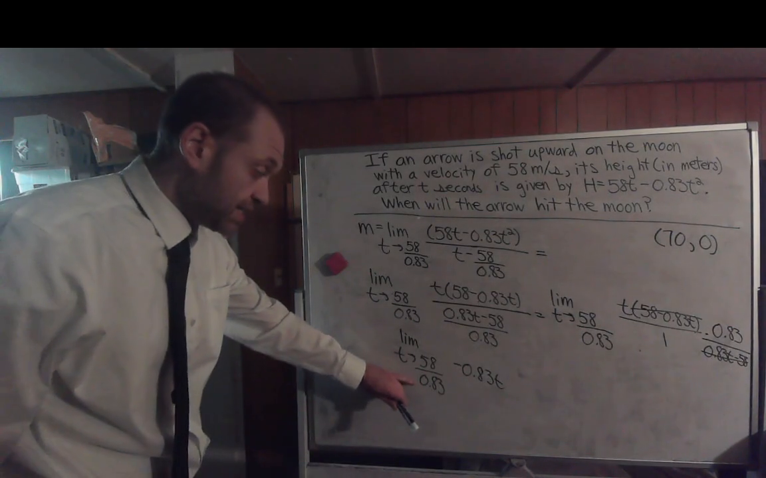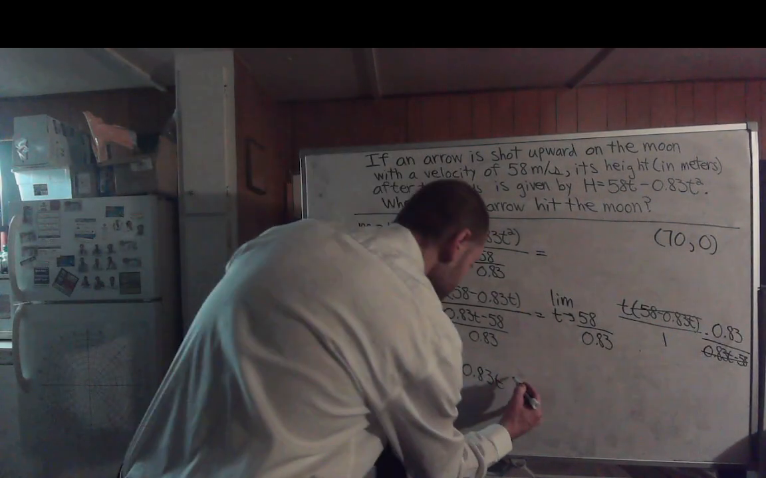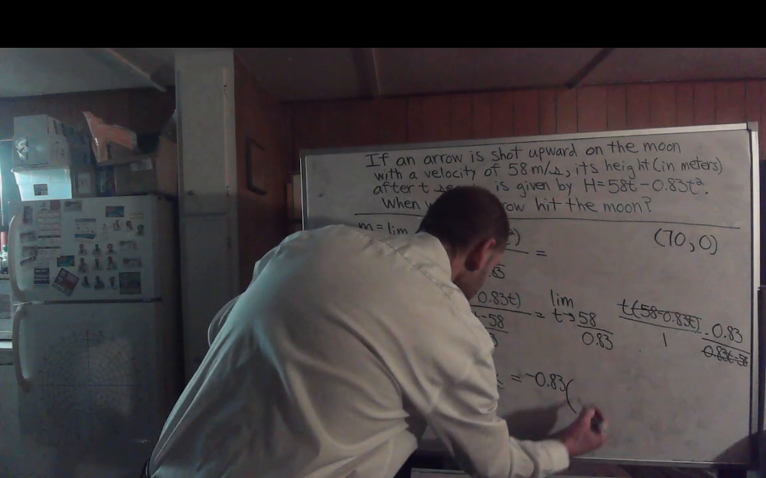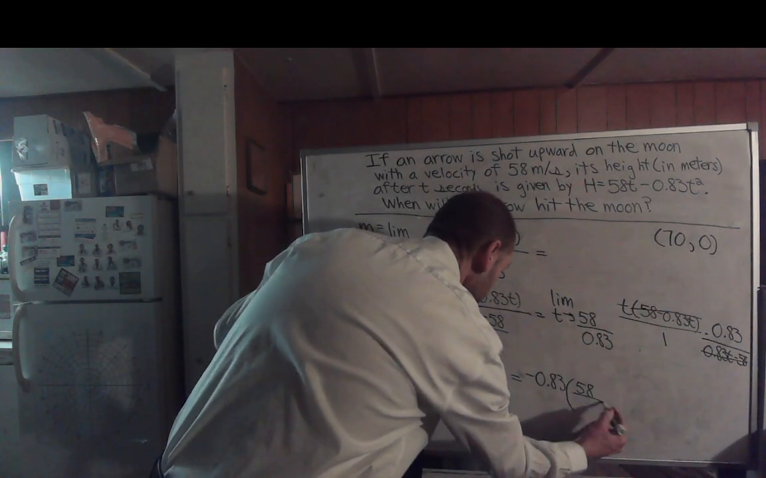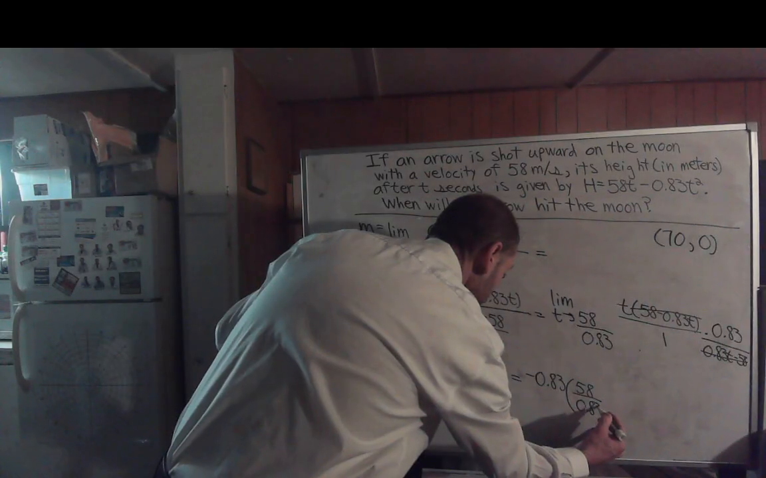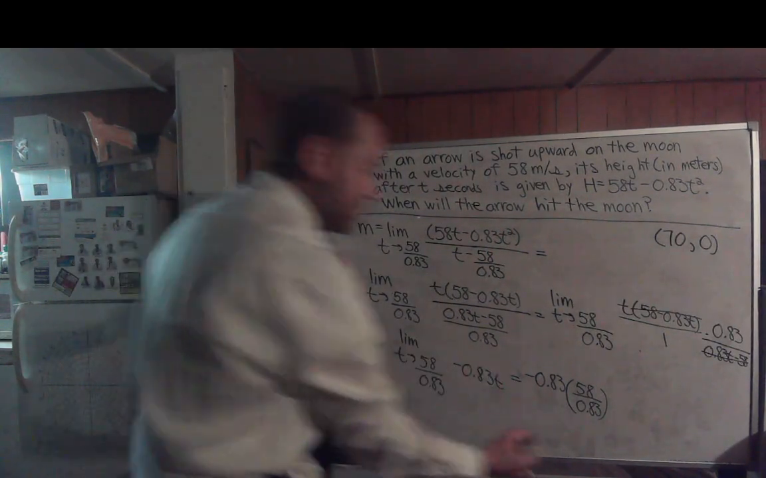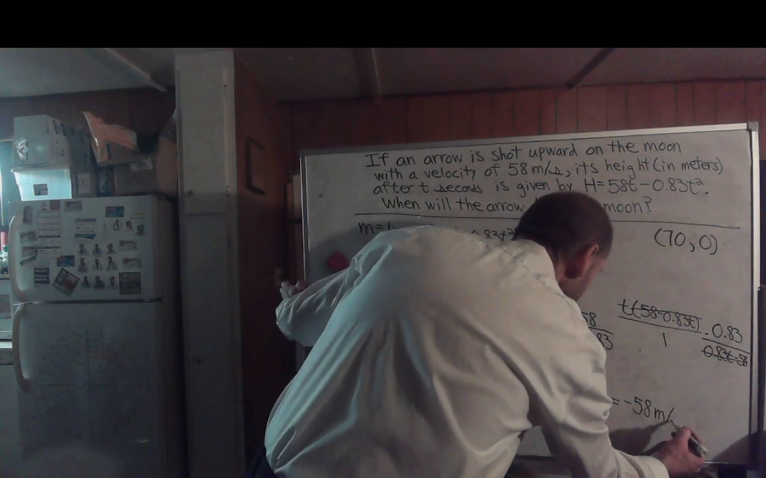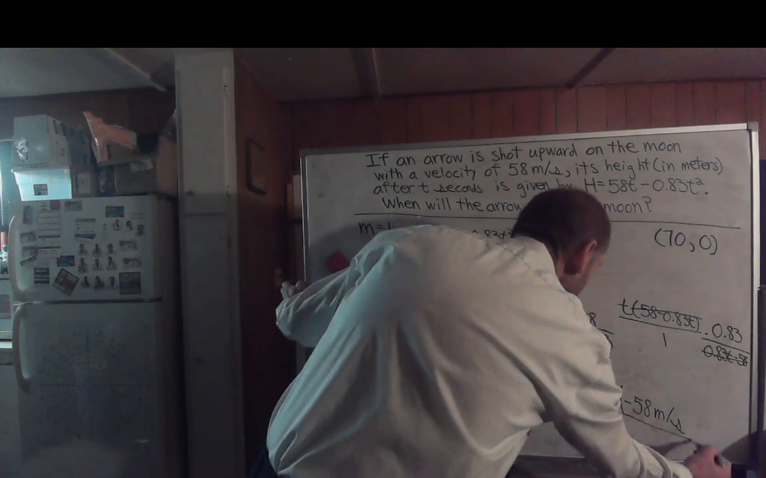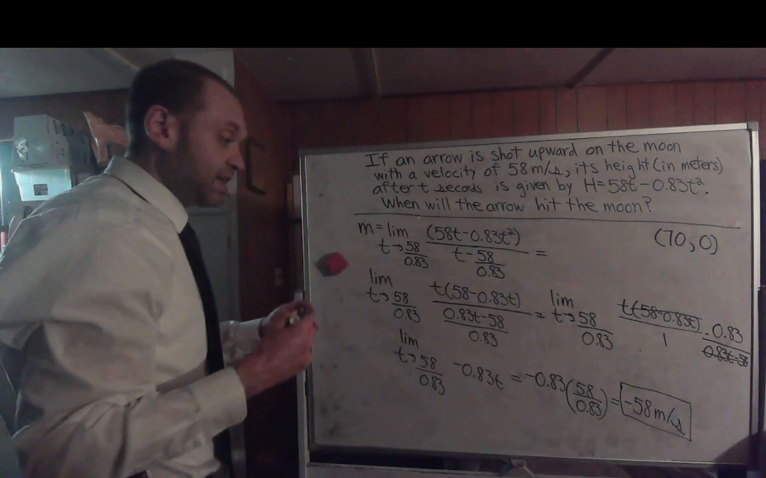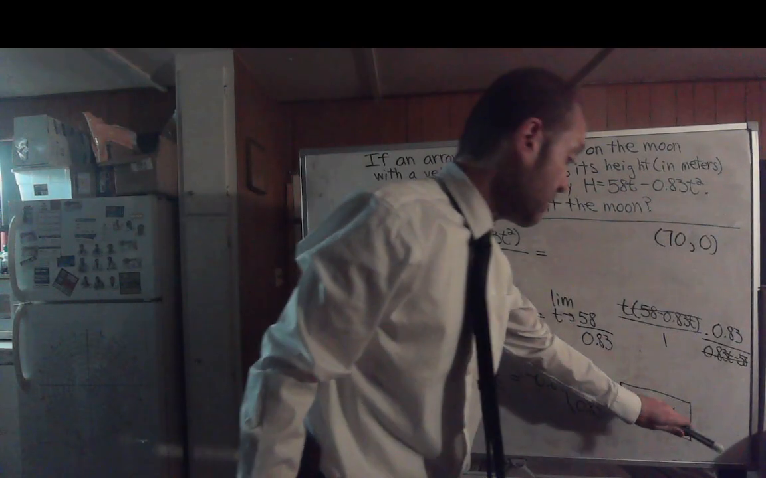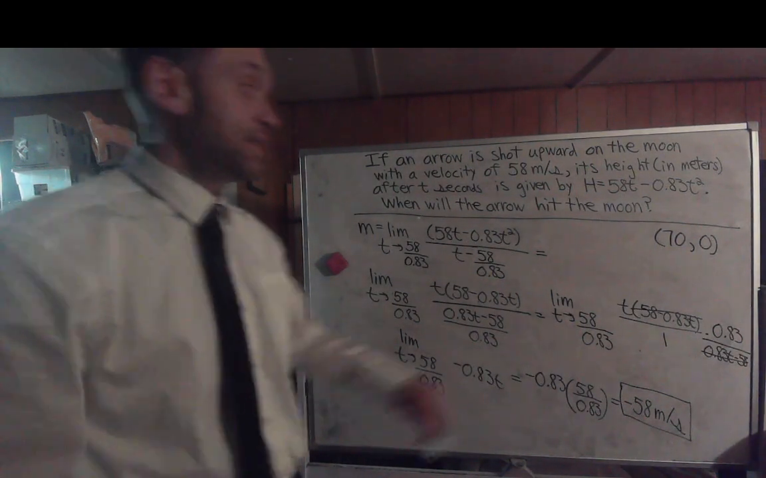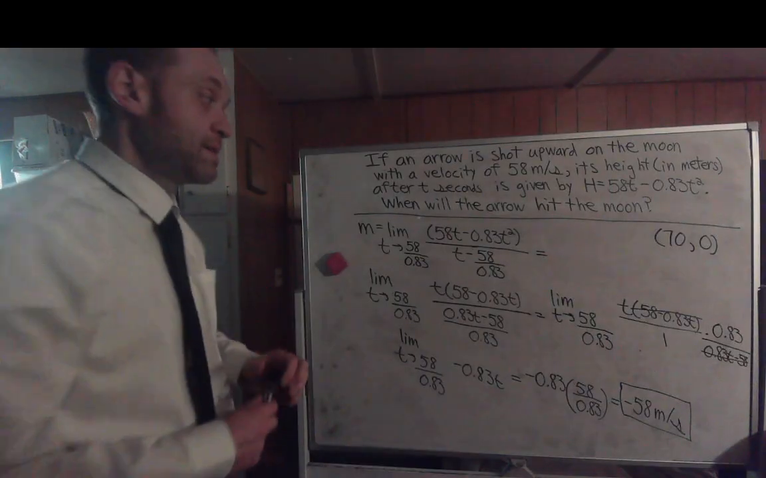Now if you put this in direct substitution, you'll end up getting negative 0.83 times 58 over 0.83. Well, what do you know? You'll end up getting negative 58 meters per second. So the velocity when the arrow hits the moon would end up being negative 58 meters per second, and it hits at about 70 seconds.